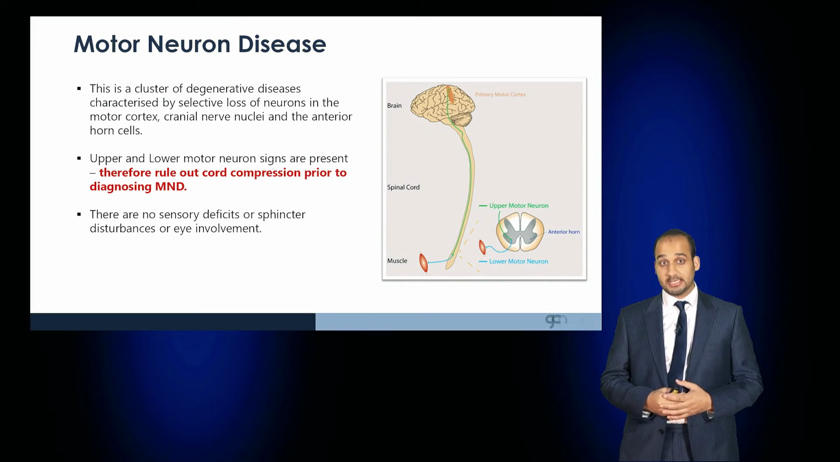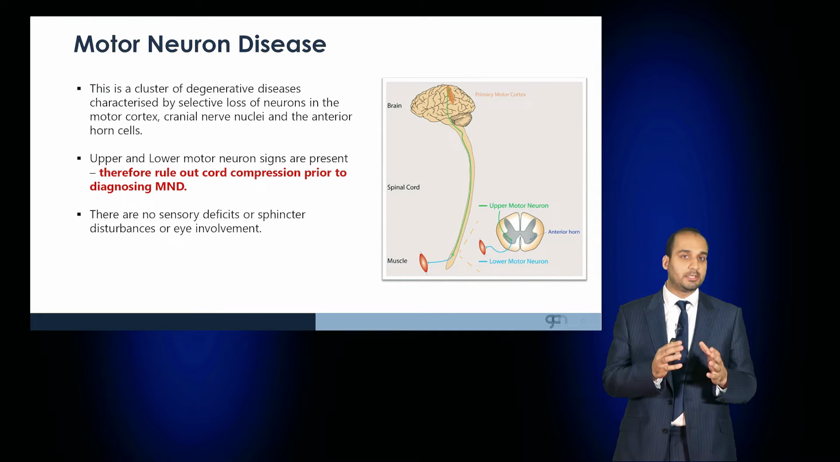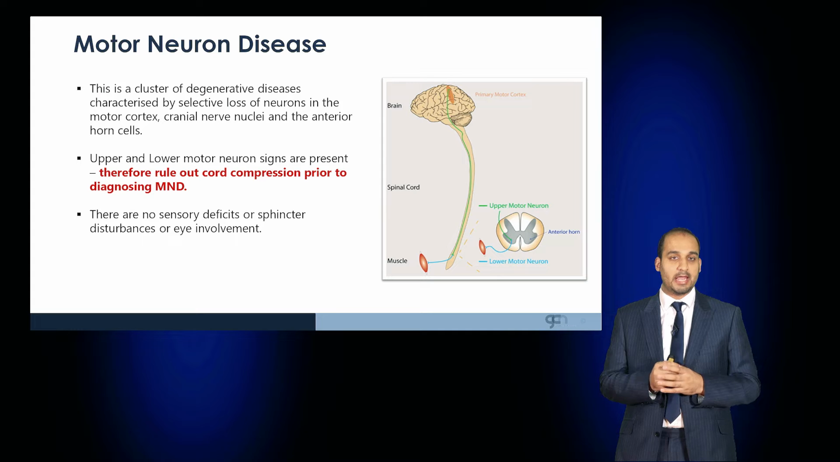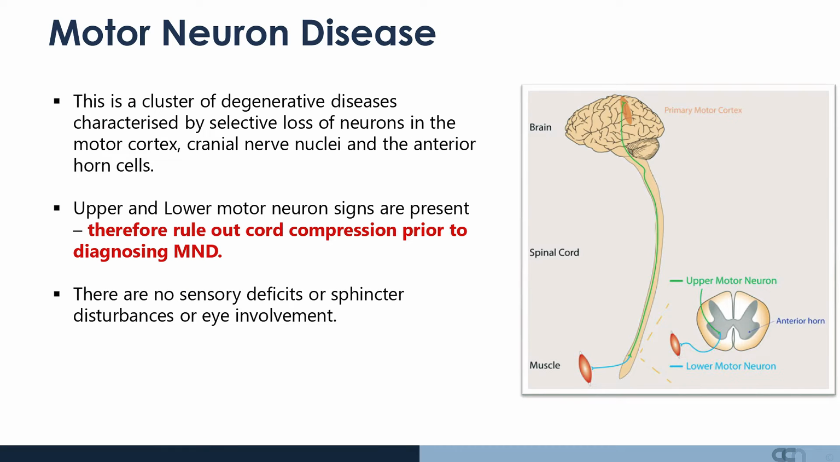Motor neuron disease is a cluster of degenerative diseases characterized by selective loss of neurons in the motor cortex, the cranial nerve nuclei, and the anterior horn cells. As the name suggests, this is affecting the motor nerves.